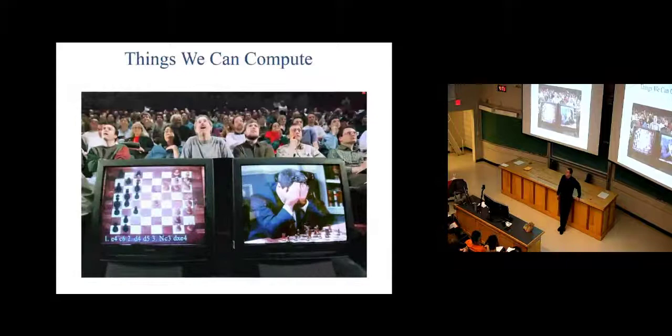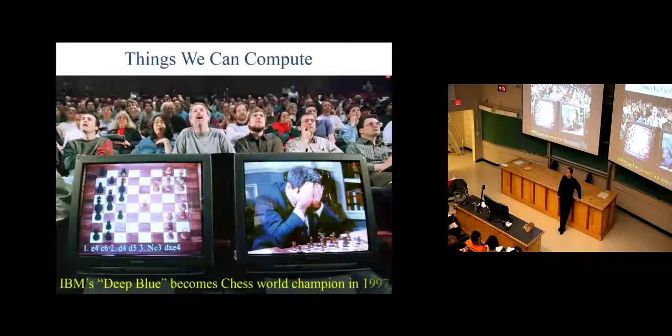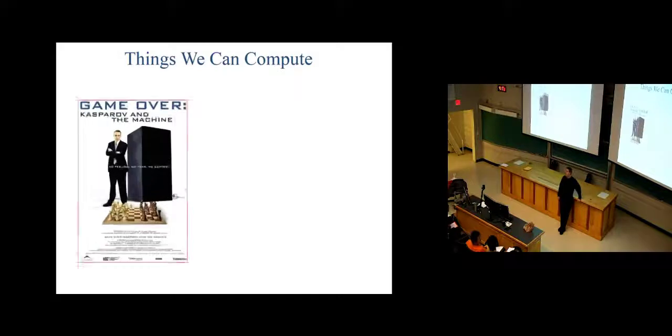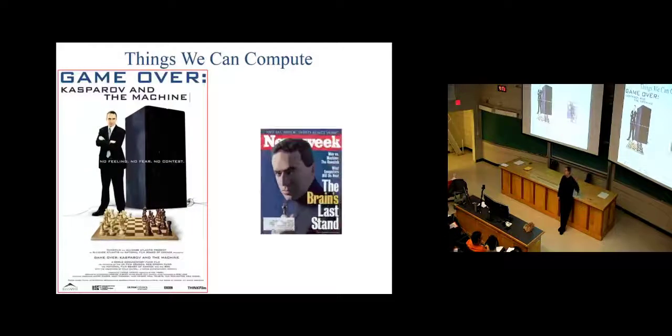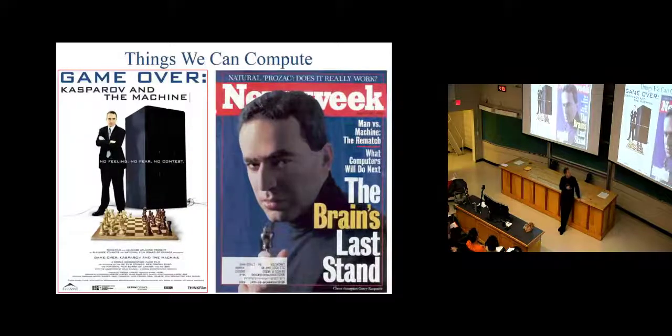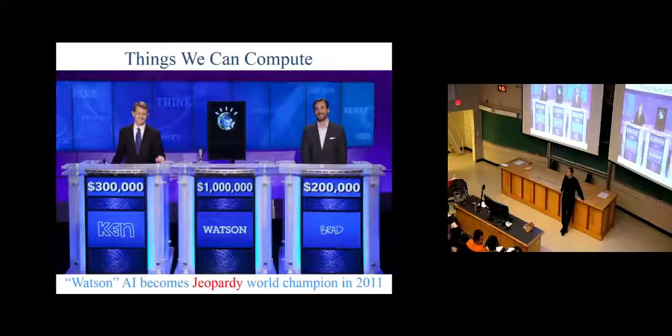So computers beat humans in chess even in the mid-90s, in 1997. Here is a computer beating Garry Kasparov, the world's chess champion, and he doesn't look very happy about that, as he lost to IBM's Deep Blue. Very dramatically there were movies made about it, called Game Over, and Newsweek said the brain's last stand, over-dramatizing it. But again, it's just a pretty straightforward algorithm.